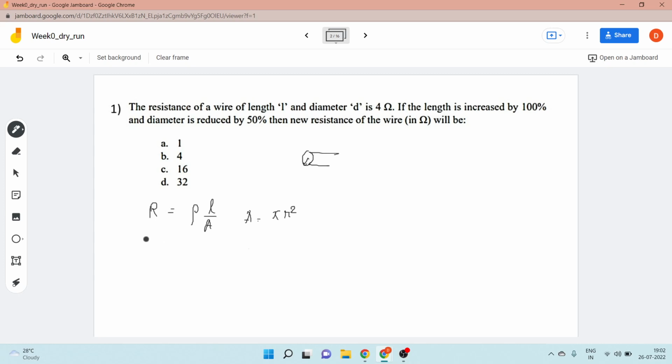So for the first one, resistance is given as 4 ohm. Since resistivity is not given, we'll keep it as rho. Length is L and area of cross section is pi. Now instead of radius, the diameter is given, so radius is actually half of the diameter, so pi times d by 2 whole square, right? So if we put this denominator into the numerator, it is 4 rho L by pi d square.